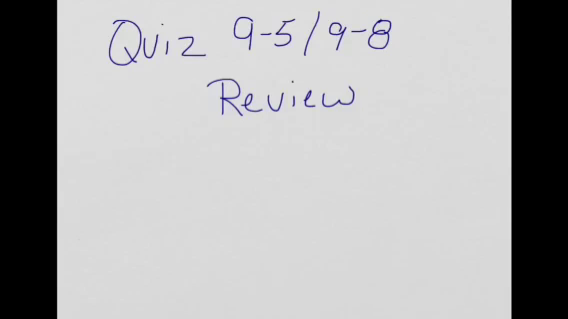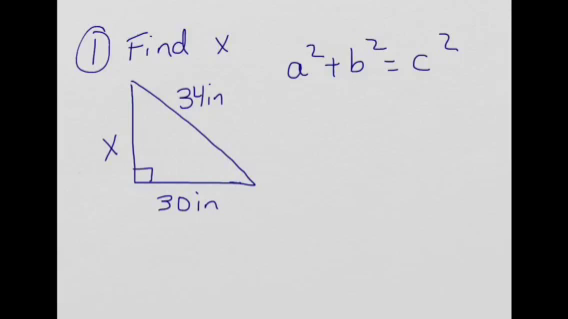Open up your MTT and we're going to do a quiz review for chapter 9.3 through 9.8. First one, we're going to be looking at our Pythagorean theorem: a squared plus b squared equals c squared. A is going to be our shortest side, B is going to be our medium side, and C is going to be our largest side.